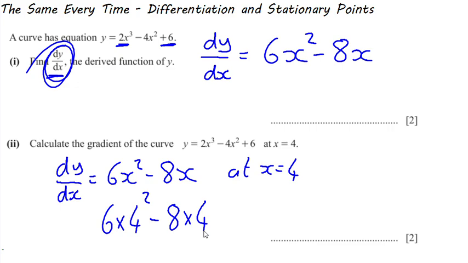So a calculator job probably for this one, 6 times 4 squared minus 8 times 4, 64. So there's my gradient, 64. So already on this, what you might think is a fairly high-end, fairly difficult topic, we've got 4 marks there just for learning what to do and using our calculator. Part 3.